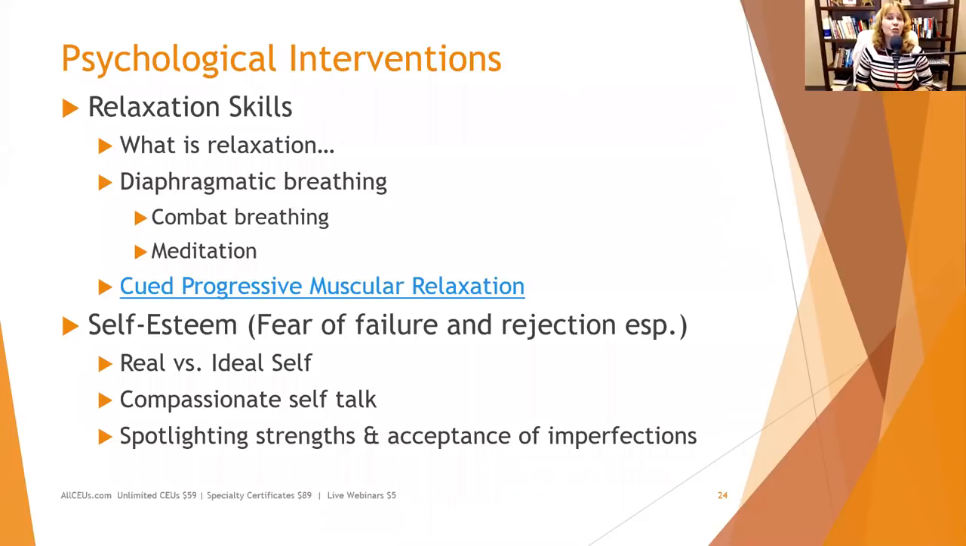Cued progressive muscular relaxation also has a lot of research support. And remember, with cued progressive muscular relaxation, we're encouraging them to attach a cue word like relax or breathe with the relaxation response. So they tense their muscles and then they relax their muscles, and as they relax their muscles they say their cue word like relax, and they work from head to toe or from toe to head, tensing and relaxing different muscle groups, so they become more aware of what a tense muscle feels like versus a relaxed muscle.